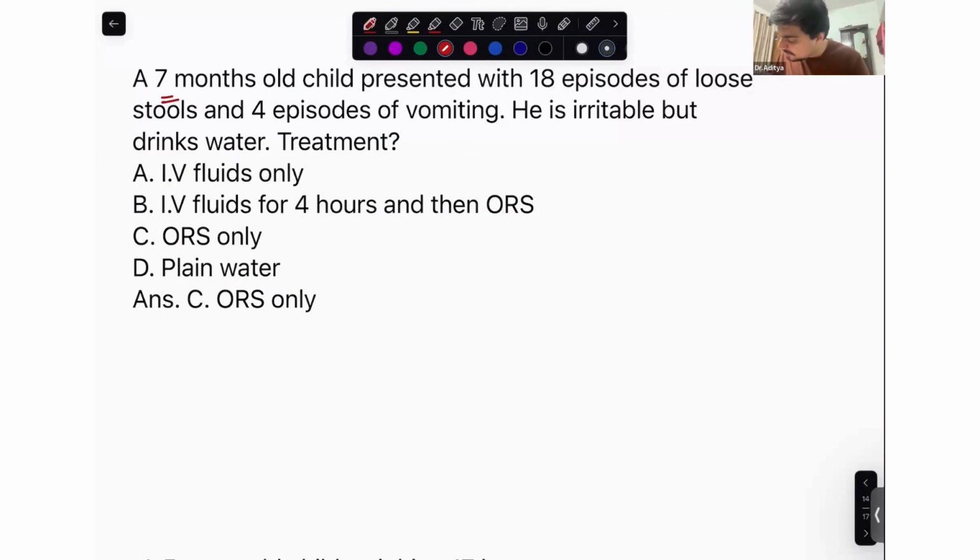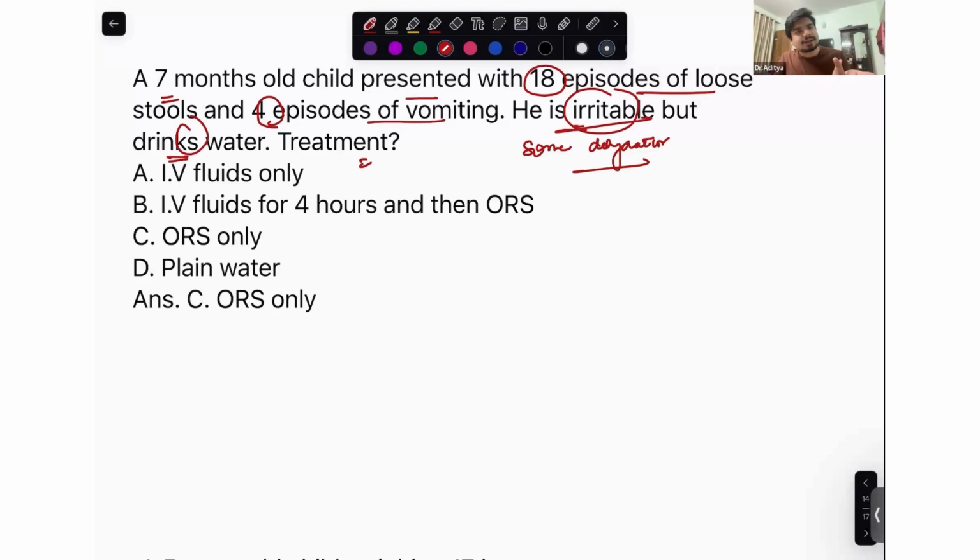A 7-month-old child presented with 18 episodes of loose stool and 4 episodes of vomiting. He is irritable but drinks water. Treatment? This is a previous year question. Now think about this logically. He is irritable and drinks water, so this is some dehydration. Irritable child means some dehydration. In some dehydration, you give ORS, 75 ml per kg over 4 hours. So the answer here has to be ORS.